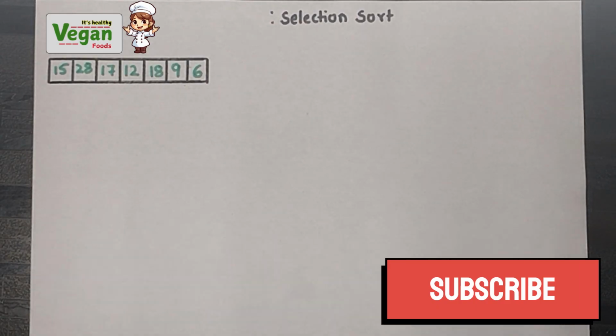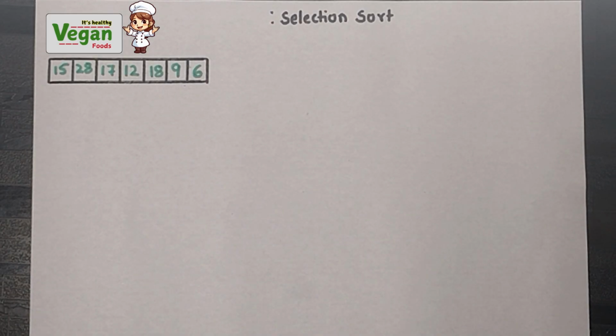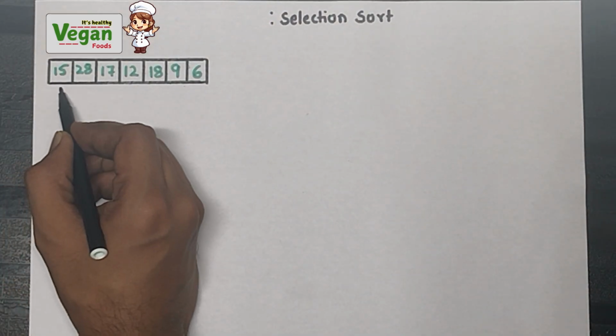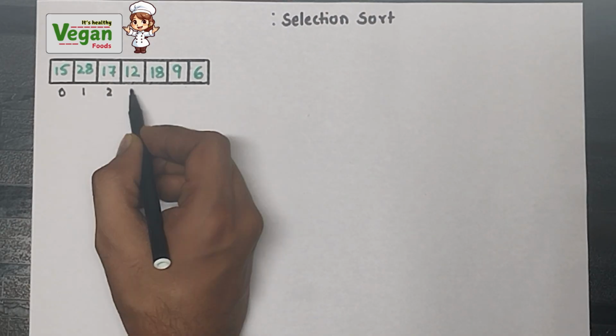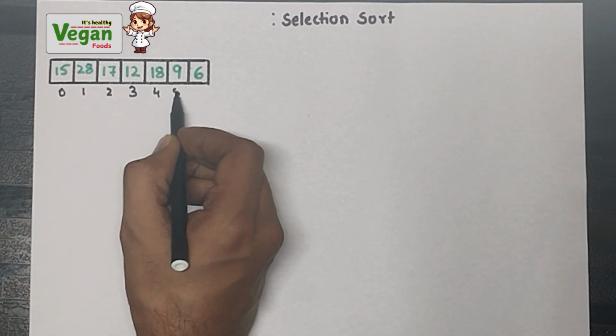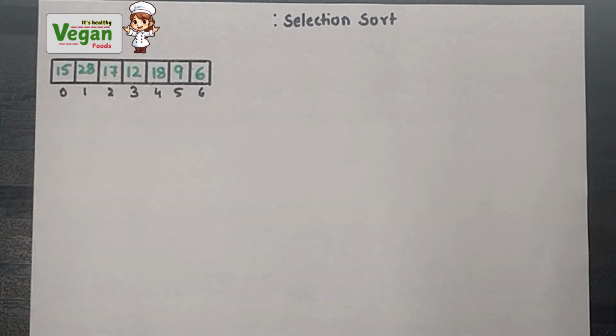Now, how to solve the selection sort problem? First, index the number of elements. That is, start with 0, 1, 2, 3, 4, 5 and 6. So therefore, we indexed the given list of elements, or the array.